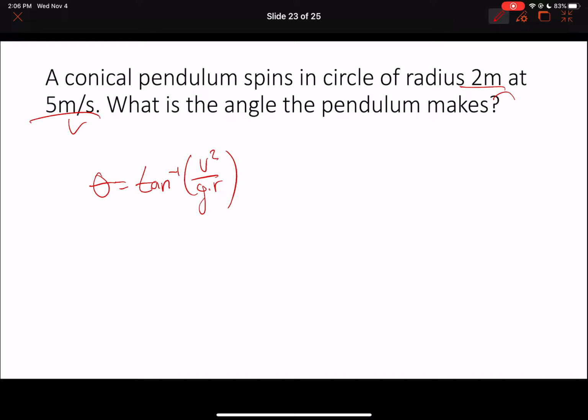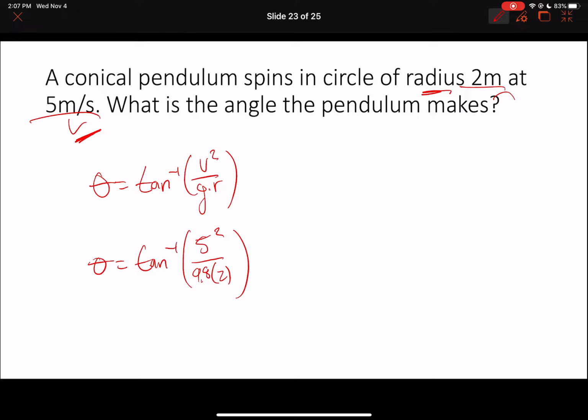If you have a bowling ball or a tennis ball, either way, if they're moving at 5 meters per second at a radius of 2, they're going to make the same angle, because there's no mass in this equation, which means mass is irrelevant. That's besides the point. Let's just go ahead and plug in the numbers. Theta is equal to inverse tangent of 5 squared over 9.8 times 2. So 25 divided by open parentheses 9.8 times 2.